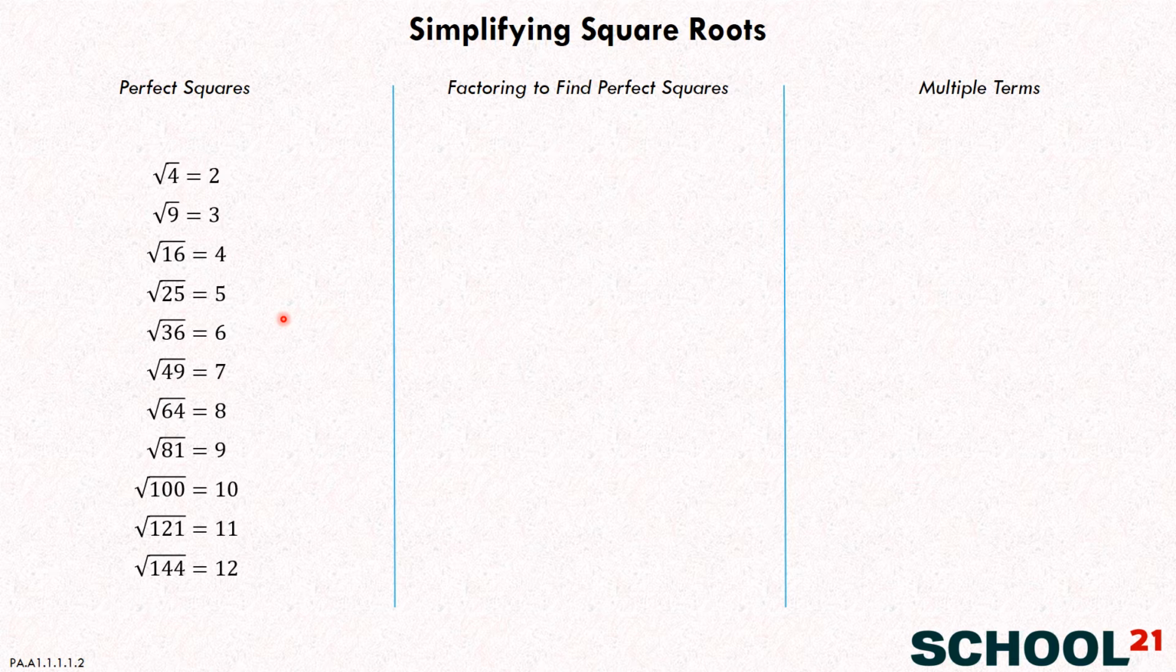Mm-hmm. Okay. Now, sometimes you're going to have a number inside the square root, and that's called the radicand. It's just a fancy name. That is not a perfect square. So what you can do is factor that number, the radicand, in order to find the perfect square that's kind of hidden in there. Okay, so let's take a look at an example.